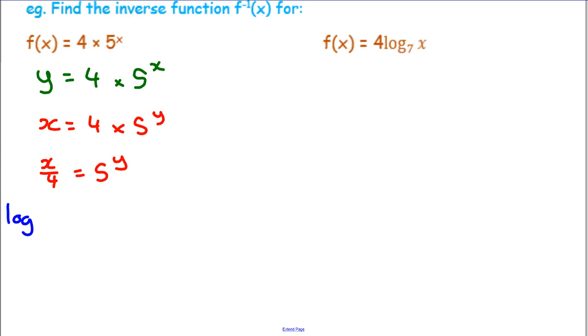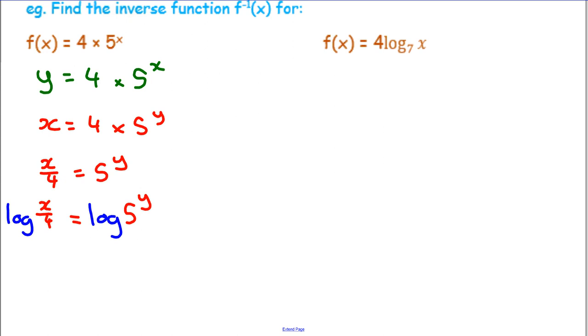Yep, I'm just going to do natural, not natural, is it? Common log. And then you could do natural log instead. Is it log 5? Yeah, 5 to the y. And then you can bring the y in front.